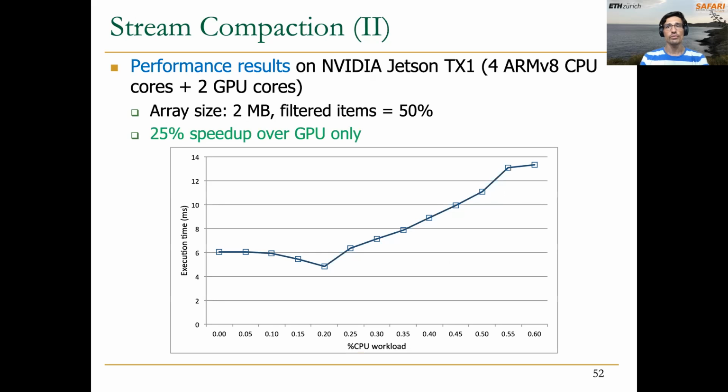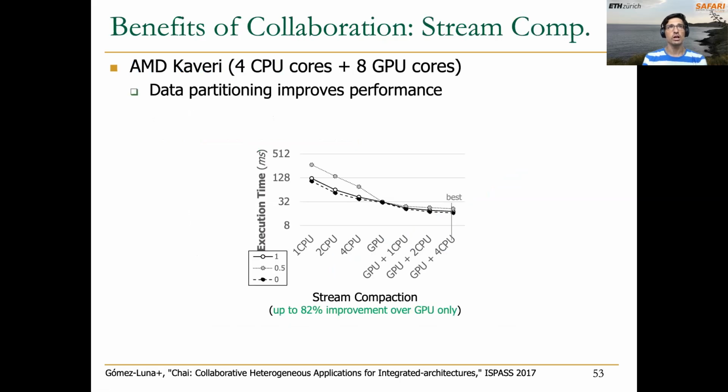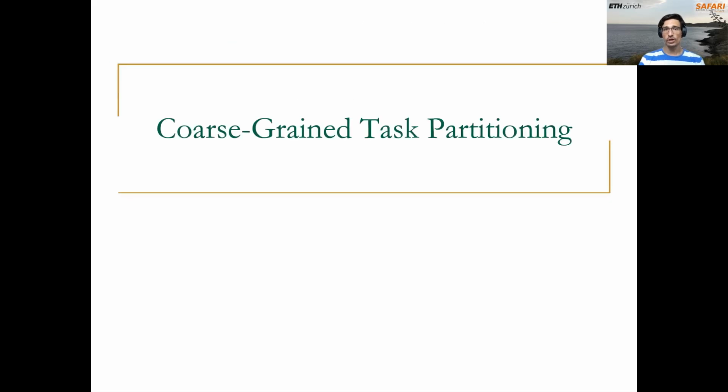We can already see here some performance results on the NVIDIA Jetson TX1. In this particular case, for this alpha, we obtain up to 25% speedup. And similar results on the AMD Kaveri, in this case up to 82% performance improvement over the GPU version, as you can see on the AMD Kaveri. So these were some examples of data partitioning workloads.